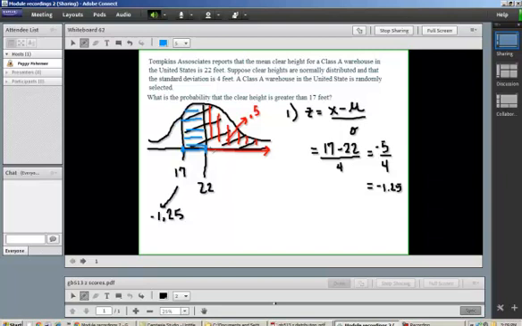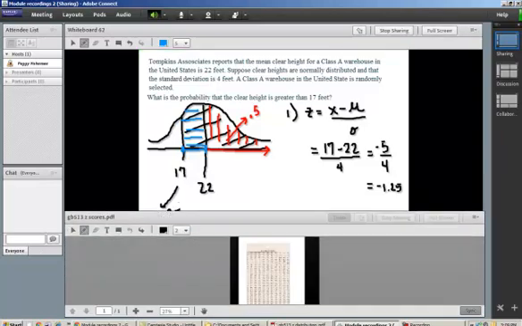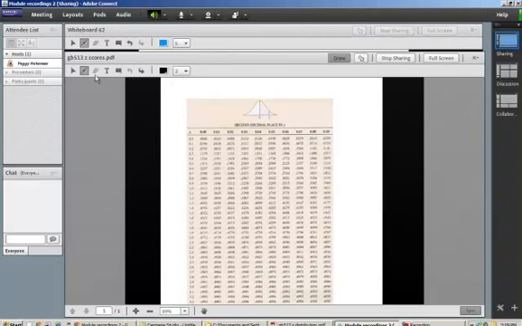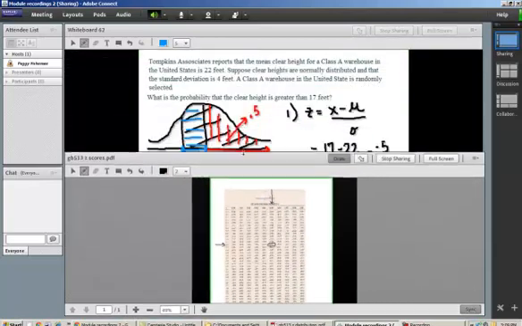So let's go look at my chart because you'll see that your chart doesn't have negative values, it only has positive values, and how we're going to use that. So let's pull up your chart very quickly here. If you notice here, this is a positive z value, not a negative. So I need to go to 1.25, which is this 0.3944 value.